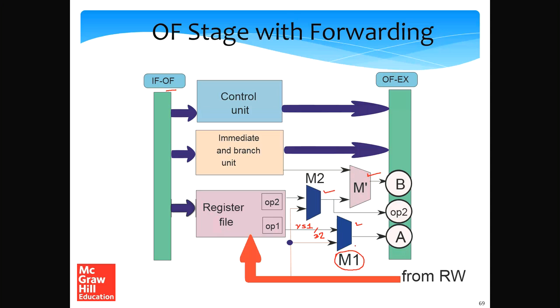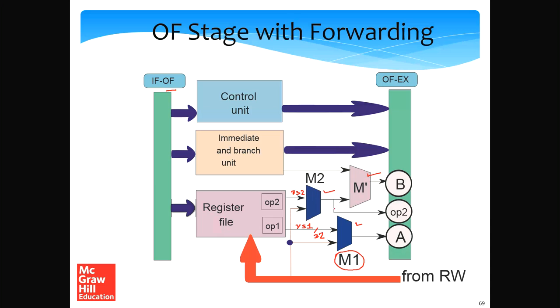Similarly, at the end of the other register file port, OP2, which gives us the value of the second source register, RS2, we do the same. We have a multiplexer that chooses between the value of the register and the forwarded input from the RW stage. Whatever we choose, we send it to the original multiplexer M dash, which chooses between a register input and an immediate, so the rest remains the same.